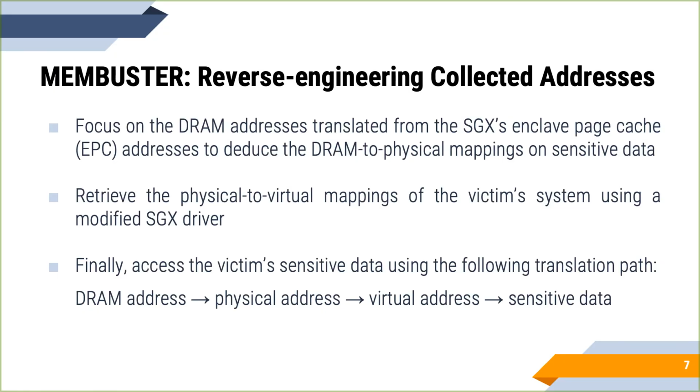Once they know all these involved addresses, they start focusing on the DRAM addresses that are actually produced by the enclave itself. In order to get past this translation overhead, they go over the enclave page cache and see how these DRAM addresses are generated based on the sensitive data. They also do the physical and virtual mapping acquisition at the same time. Combining all this knowledge, they are able to translate the DRAM addresses they got from the collected signals all the way up to the sensitive data the user decided to hide from everyone else.